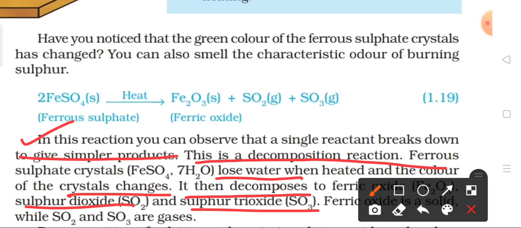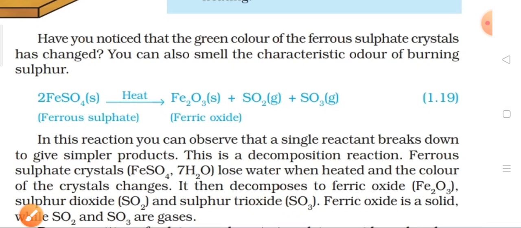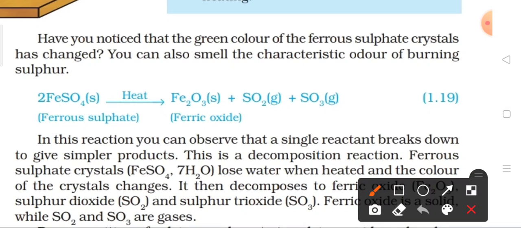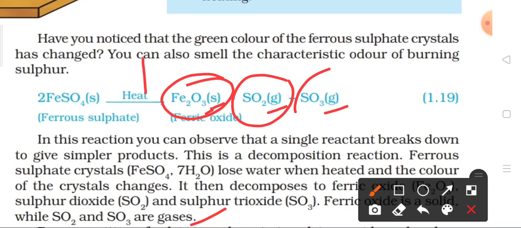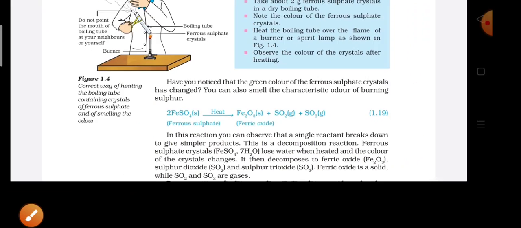Okay, and sulfur dioxide and sulfur trioxide are acidic oxides. They are in gaseous state, because the oxides of metals are solid, so this S is written for the solid state, and these are gaseous because they are oxides of non-metals. Clear? The non-metal over here is sulfur and the metal is iron. Clear?